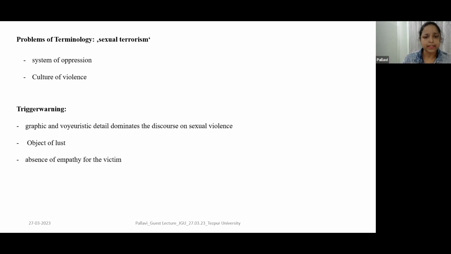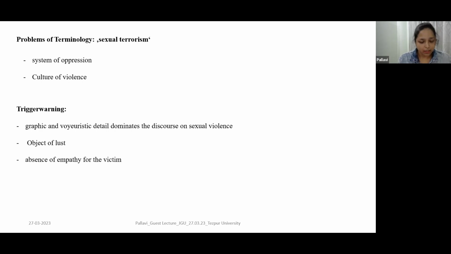It has also been observed that graphic and voyeuristic details dominate this entire discourse on sexual violence, and victims and survivors are projected as objects of lust. The third very important point is the complete absence of empathy for the victim. So if we are encountering all these three or four points, where this form of violence is being done on somebody, then of course it will trigger the recipient.